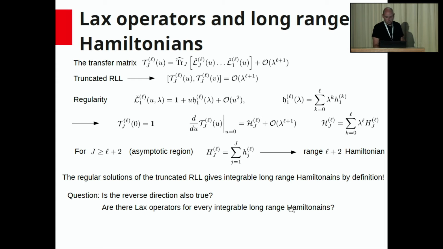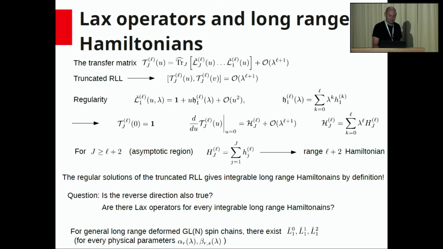Obviously, I cannot answer this question, but I investigated the long-range deformation of the GLN spin chain in the first non-trivial order, and I found these Lax operators that exist for every physical parameter of alpha and beta. So I think it's a strong observation, which says that this Lax operator exists for general long-range models as well.